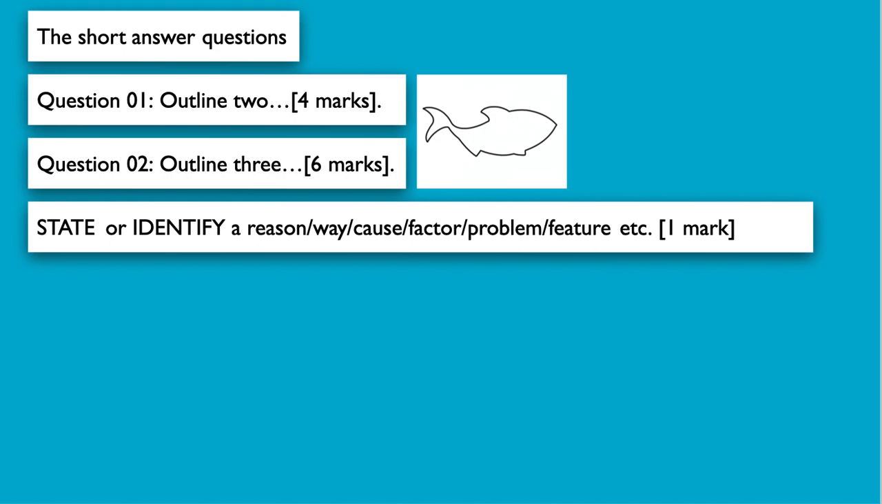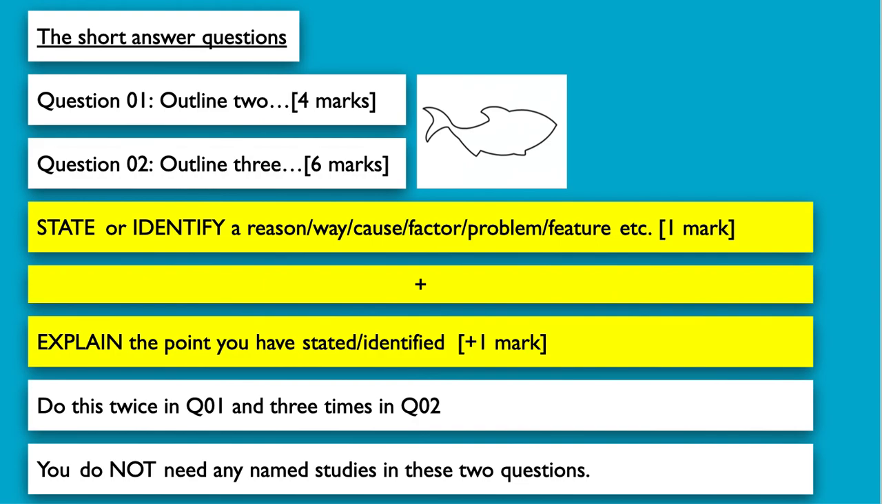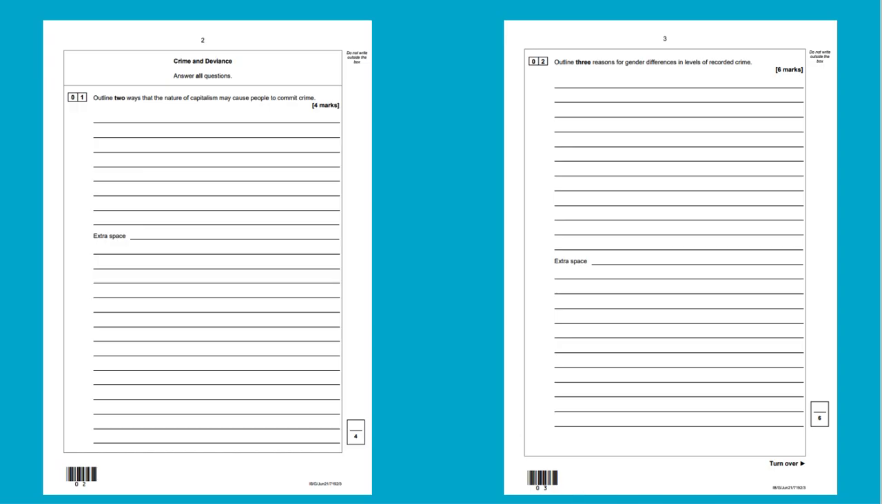So you can start by identifying or stating this for 1 mark, and then explain the point you have just stated or identified, making sure that it does answer the question set for an extra 1 mark. You need to do this twice in question 1 and 3 times in question 2. It would be a good idea to leave a blank line between each of your 2 or 3 parts of your answer. Remember, you do not need any named studies in your response to either of these 2 questions.